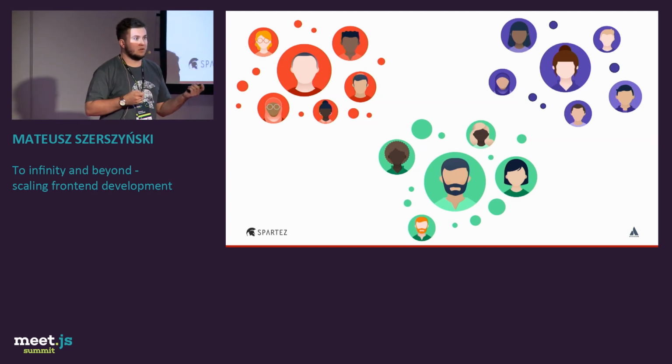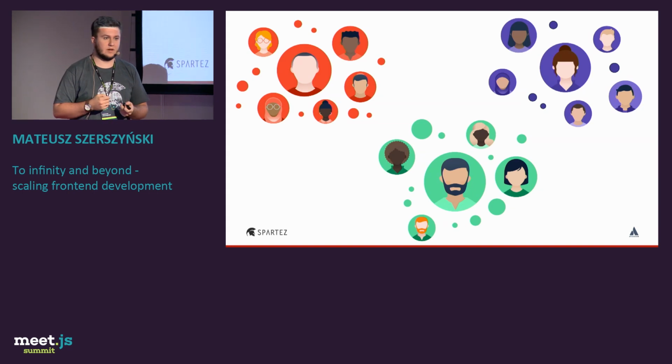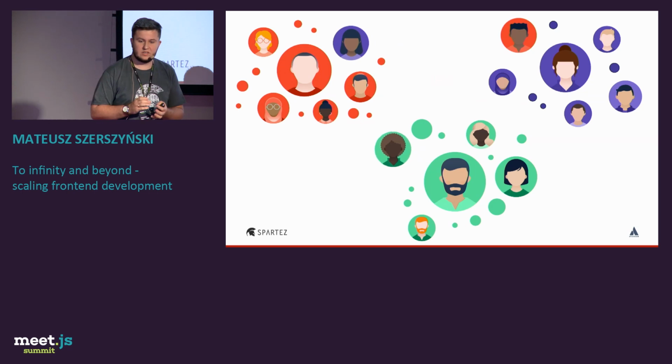For instance, if you have teams and each of them has a different architecture, and each team has a different idea of how the app is built, it starts to be hard when you start switching teams.